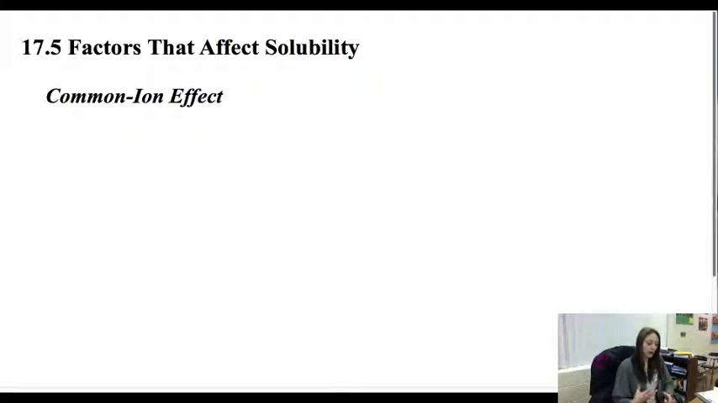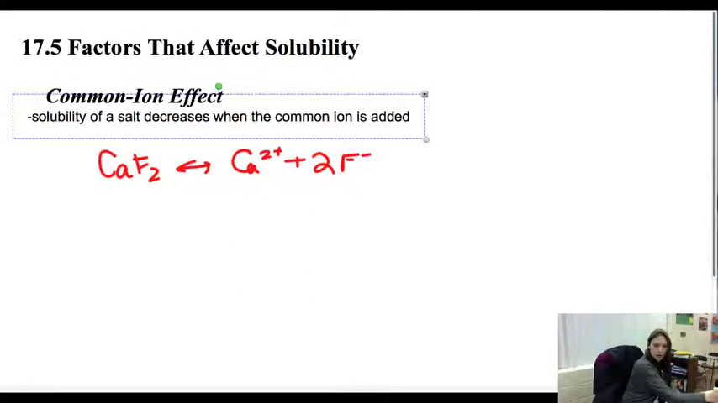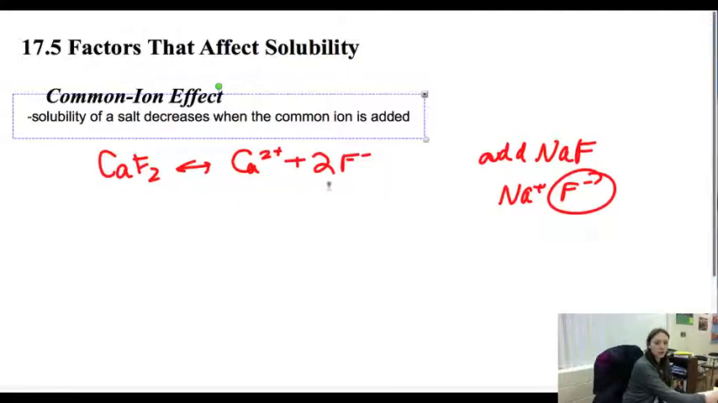And we're going to look here at an example. So for example, if I have this CaF2 equilibrium, so I have dissolved calcium fluoride in water, and I have these two ions, or actually these three ions technically. Well, what happens if I add some NaF? If I add NaF, that's going to break apart into Na plus and F minus. So I'm adding more of the F minus that I already have in my solution.